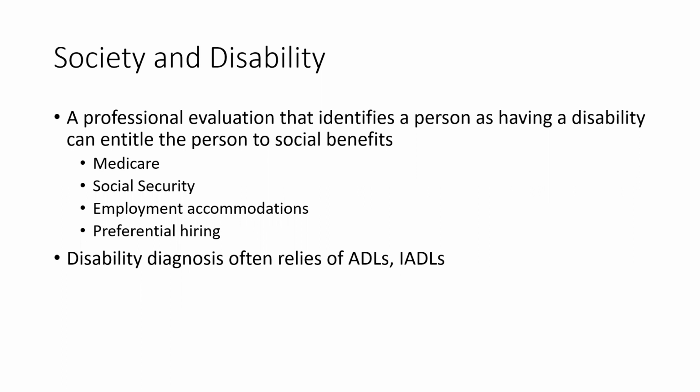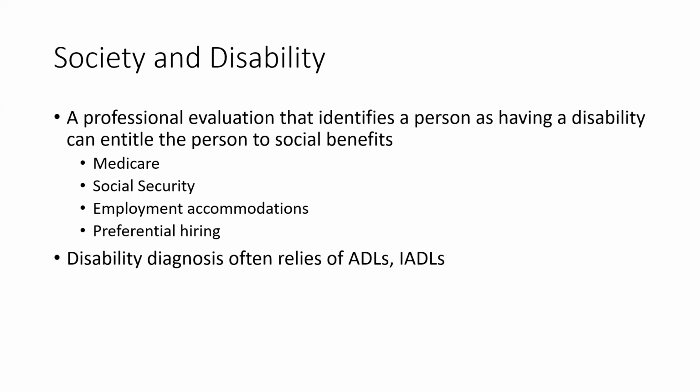You can qualify for Social Security payments, so cash payments, with the assumption that you can't work. And if you are able to work but you have limitations, and a professional evaluation says that you have a disability, for example you're legally blind, you are entitled to employment accommodations under the law in the United States, and maybe even subject to preferential hiring. Large companies are expected to provide reasonable accommodations for people with disabilities, and they may even be granted special considerations when they compete for jobs in the marketplace.